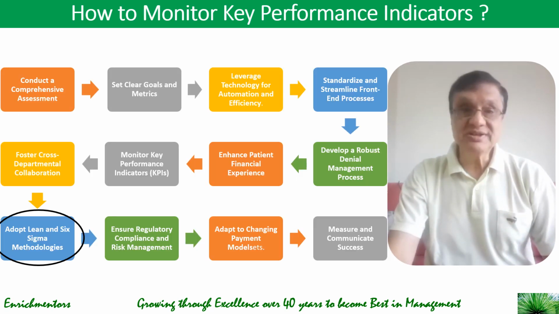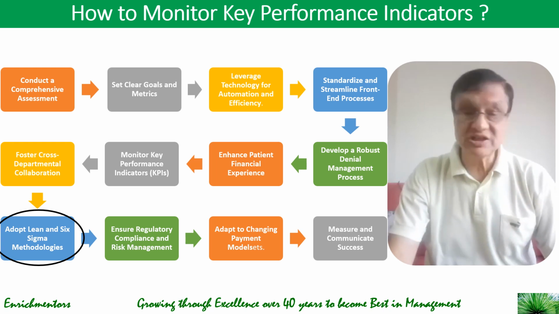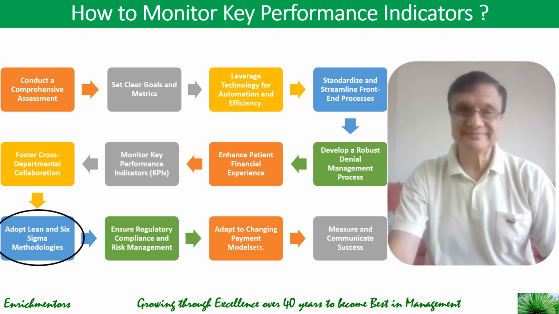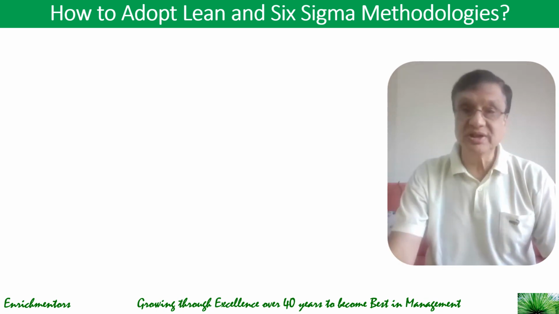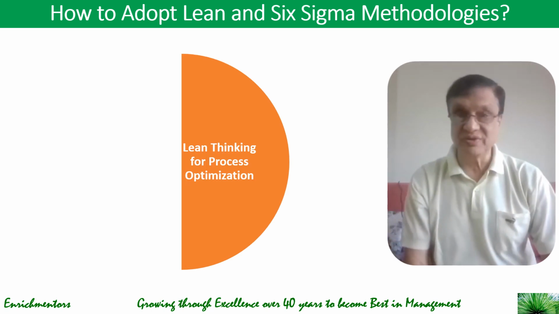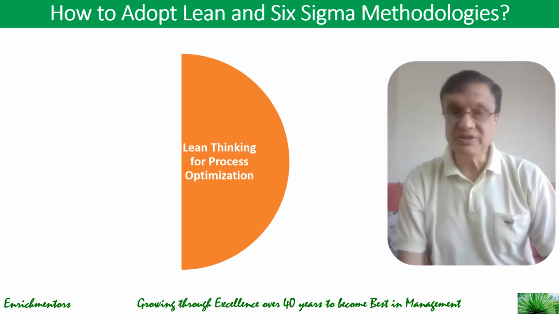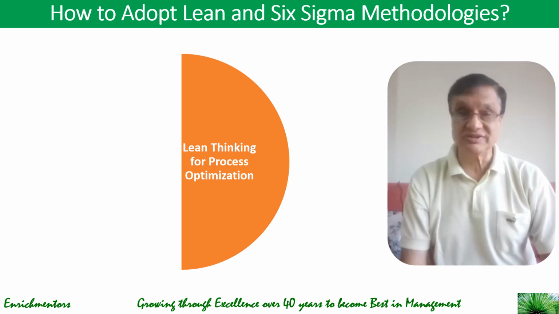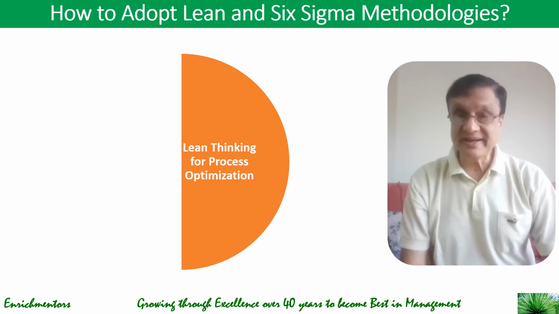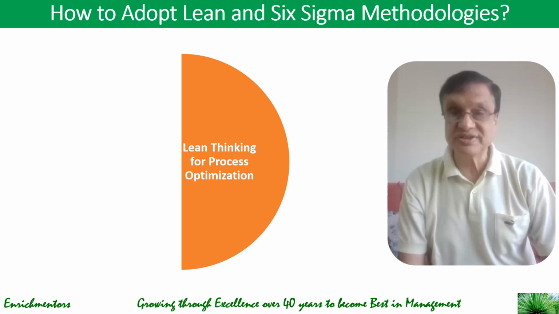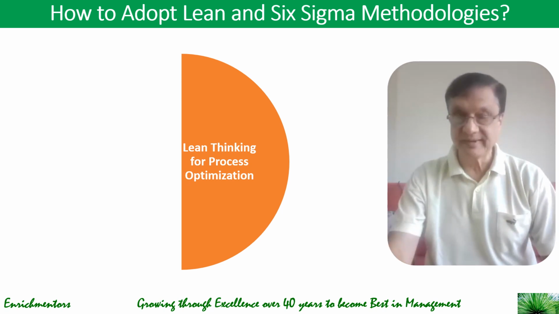So the question is, how to adopt Lean and Six Sigma methodologies? Any thoughts? See, there are two things. You need to first use lean thinking for process optimization, where you apply lean principles to identify and eliminate waste in the revenue cycle process, such as unnecessary delays, errors, or redundant steps. Streamlining workflows can significantly improve efficiency and reduce the cost of collection.